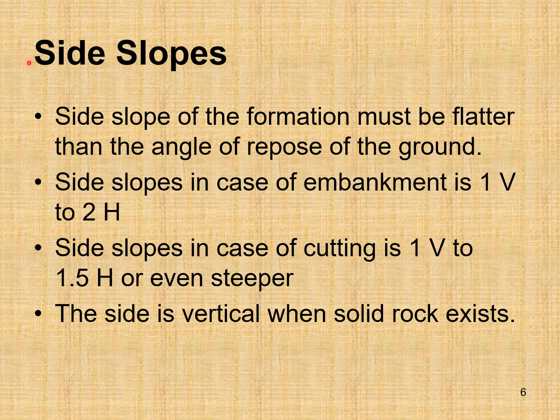Side slopes. Side slope of the formation must be flatter than the angle of repose of the ground. Side slopes in case of embankment is 1 vertical to 2 horizontal. Side slopes in case of cutting is 1 vertical to 1.5 horizontal or even steeper. The side is vertical when solid intact rock exists.